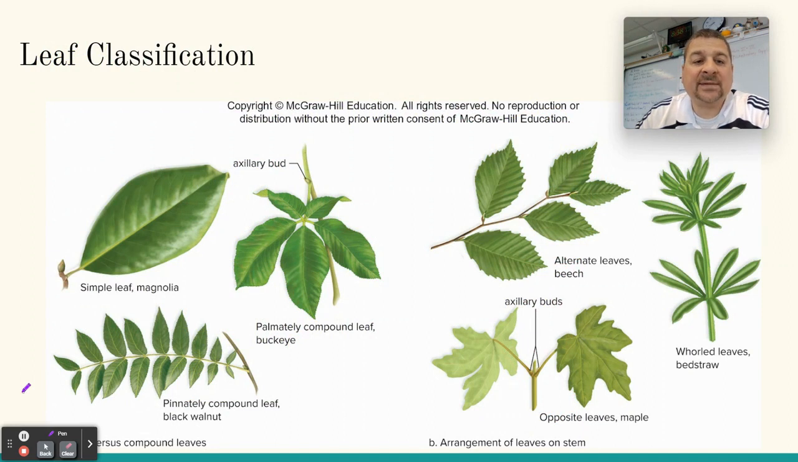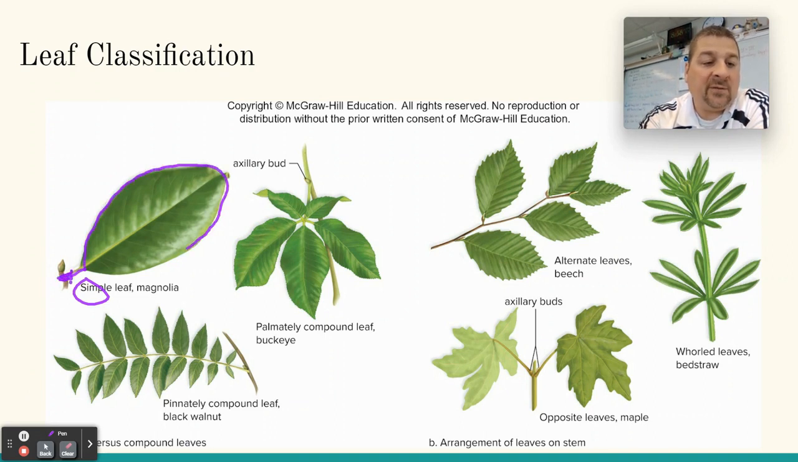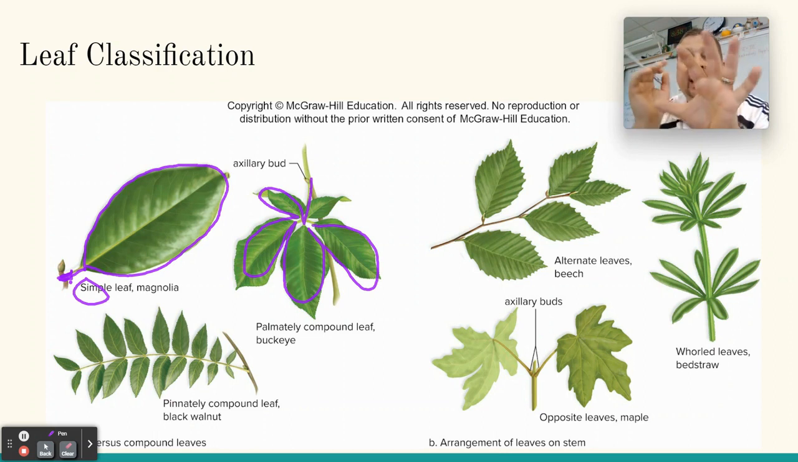Next, we look at leaf classification. Just a couple things I want to point out here is how we classify leaves. You have your simple leaf over here where you have it attached by a petiole. Okay, you have the petiole and then just one leaf blade. Then you can have a palmately compound leaf. So you have your petiole and then the little blades all attached in one spot. So palmately, think of a palm tree, branches are that way. Think of the palm of your hand. All your fingers are radiating outward from one point.